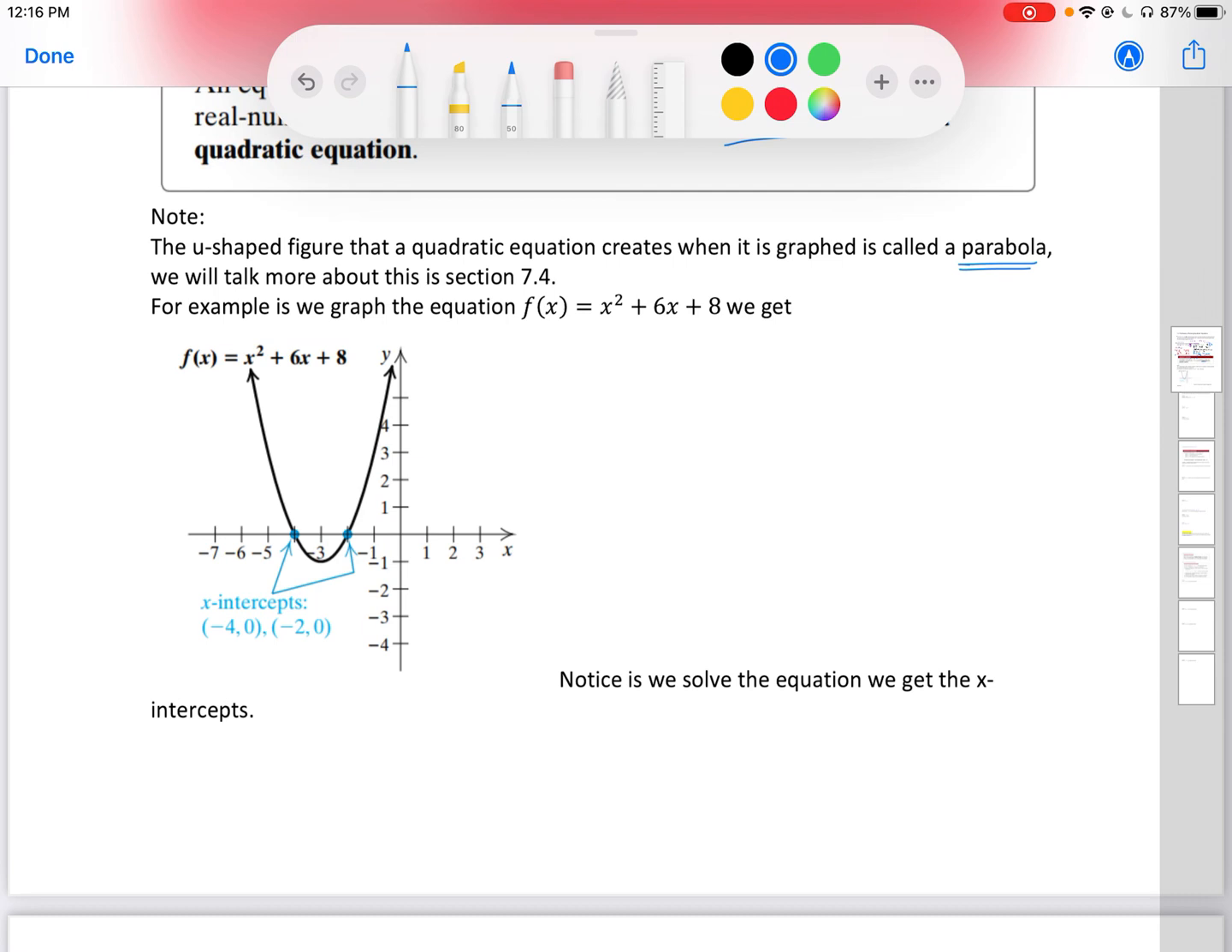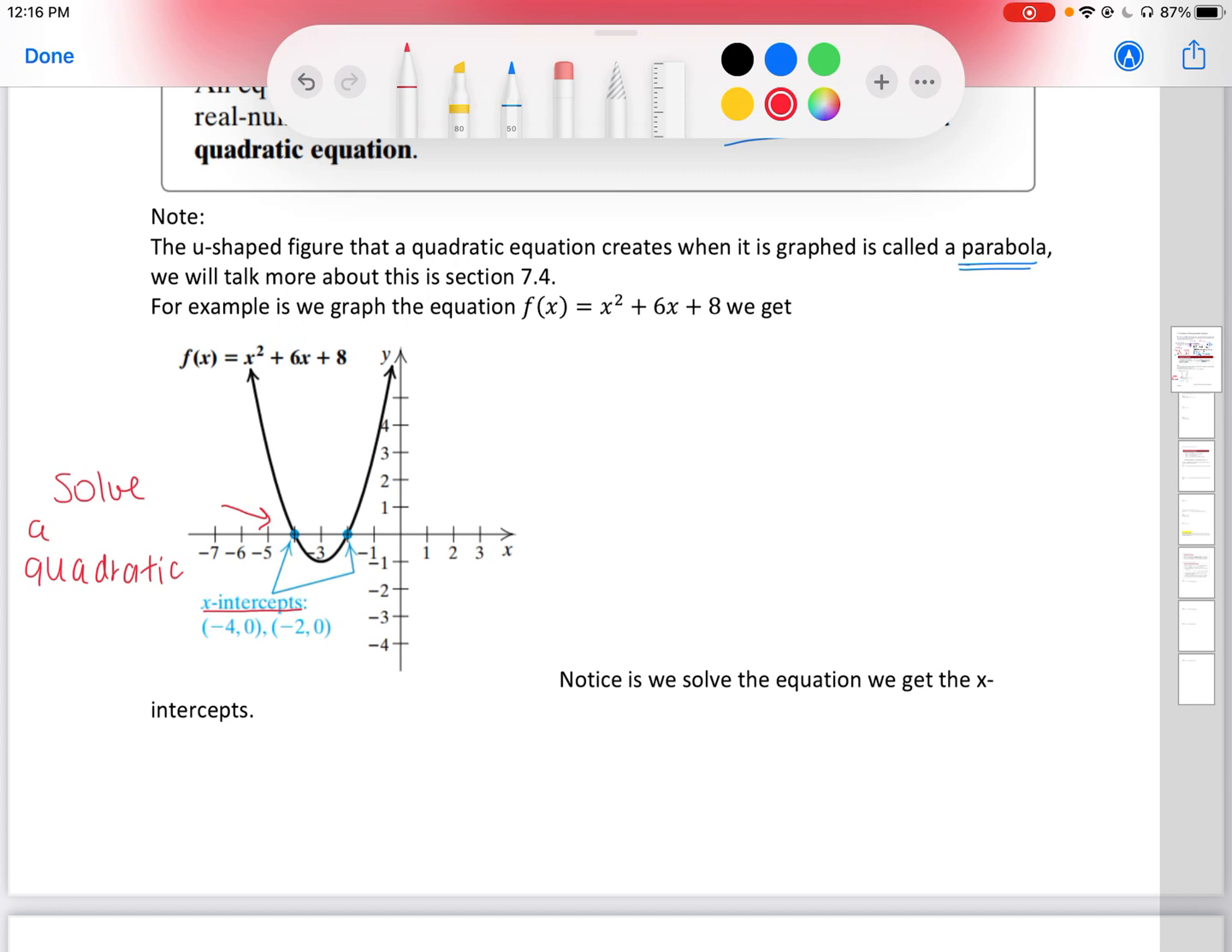For example, if we graph the equation x squared plus 6x plus 8, we get this parabola, and what we're working for is to get these points that cross our x-axis, the x-intercepts. That's what we get when we solve a quadratic. So when we're solving, I just want you to be aware of what we're doing. When we're solving a quadratic, we want to see where it crosses the x-axis.